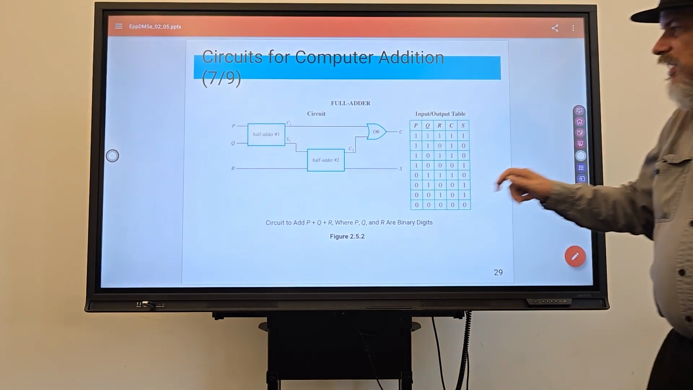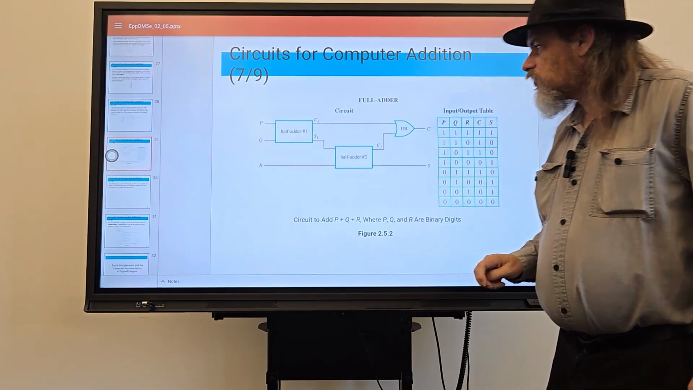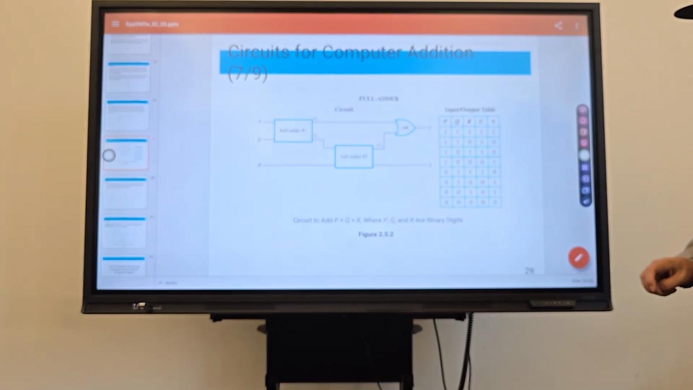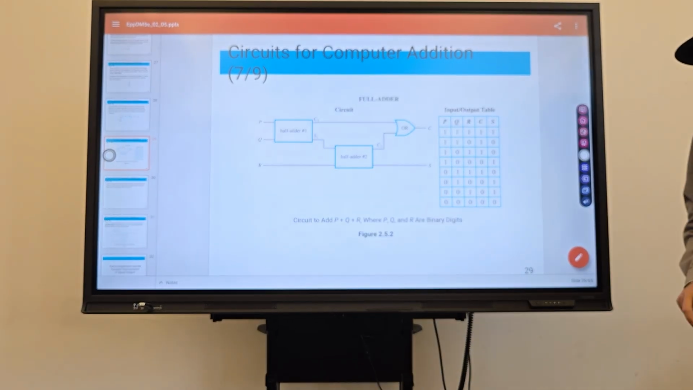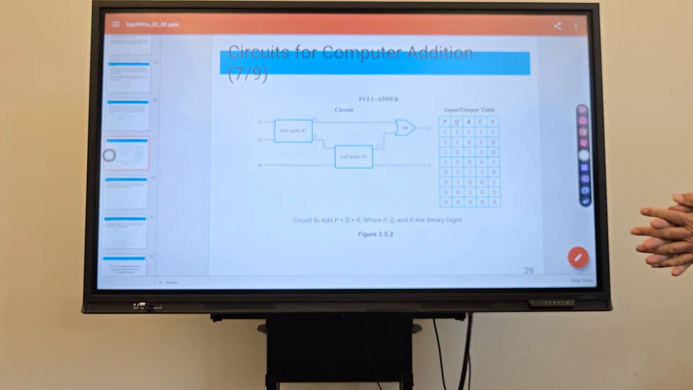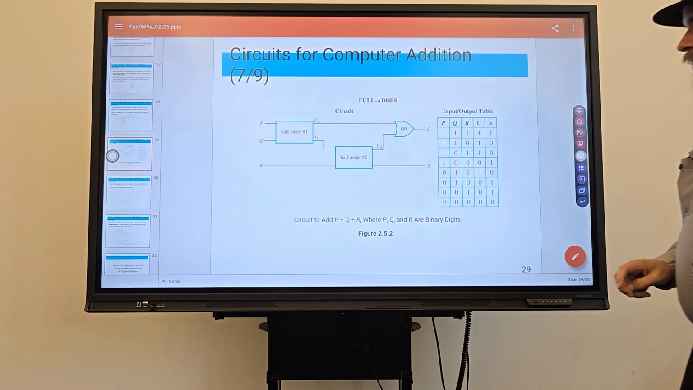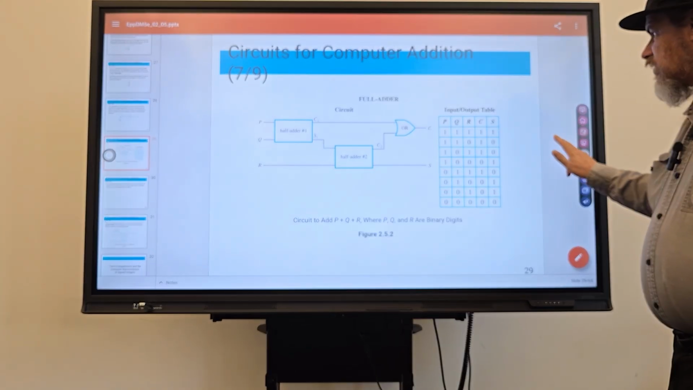The use of blocks and similar shortcuts is common, so you don't have to draw out the full half adder circuit twice. It is assumed that the reader knows what a half adder circuit looks like, so you just do the black box, that sort of thing.